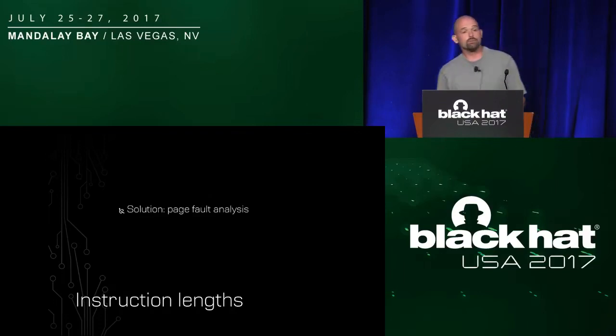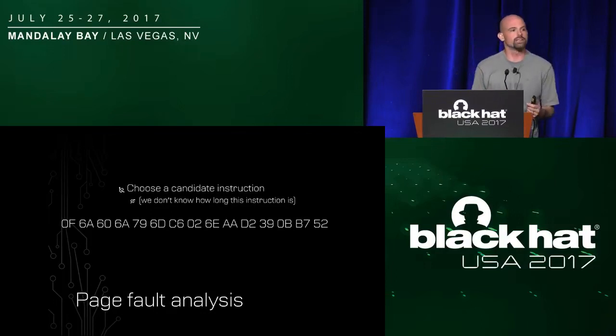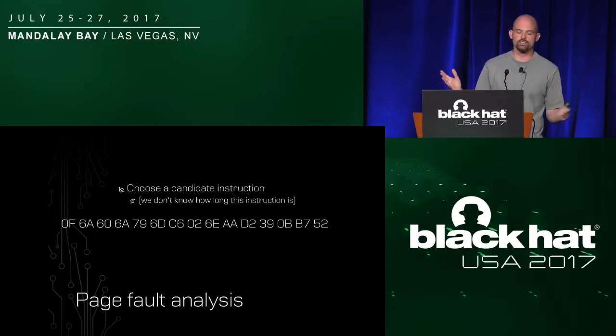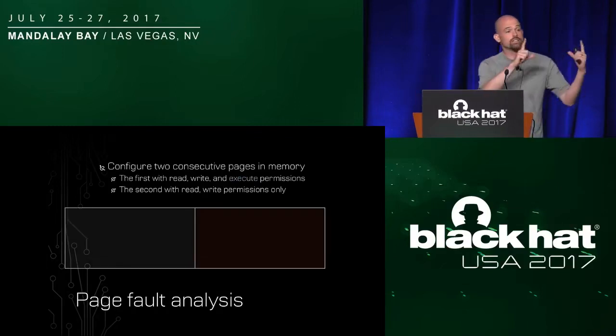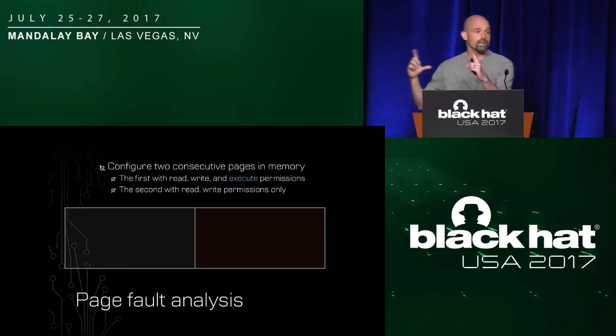The solution I came up with for this was a sort of page fault analysis. Here's how this would work to figure out an instruction length. Basically, we're going to start with a candidate instruction. We don't know how long this instruction actually is. We're going to set up 2 pages in memory. The first page is going to have read, write, and execute permissions. The second page is going to have only read and write permissions.